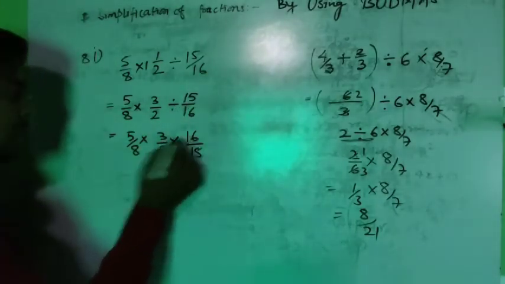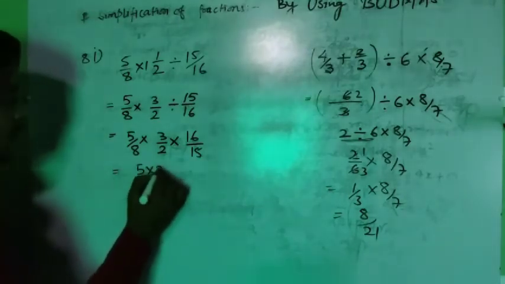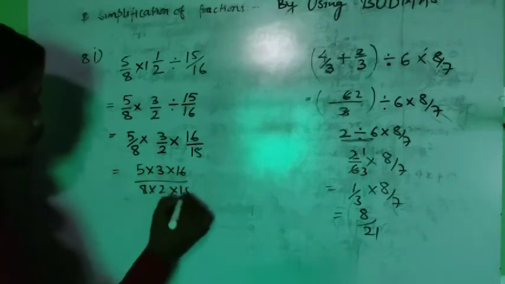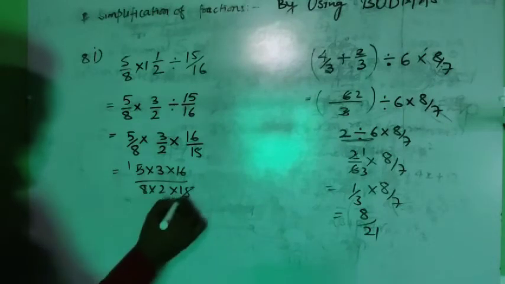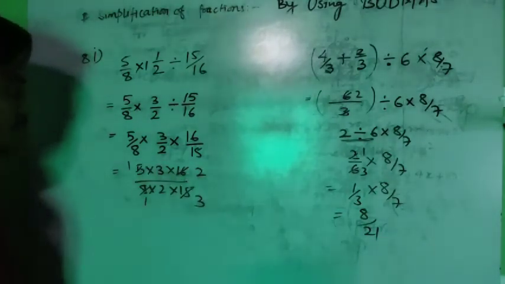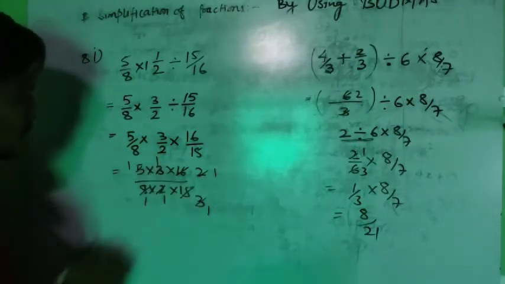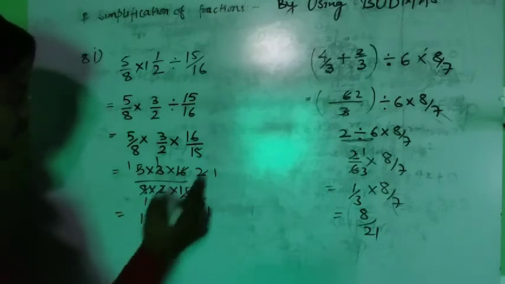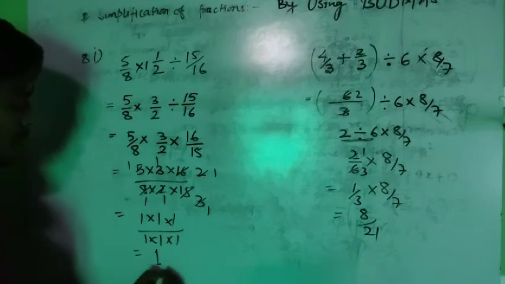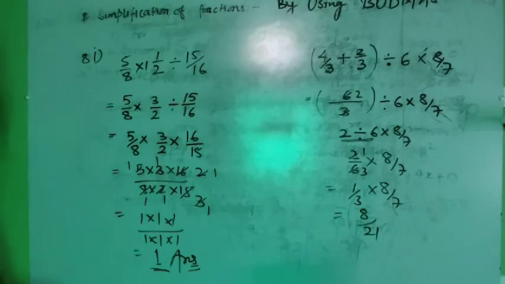Now all are multiplication, so you can write like this: 5 into 3 into 16 upon 8 into 2 into 15. Now cancelling: 5 ones are 5, 5 threes are 15, 8 ones are 8, 8 twos are 16, 2 ones are 2, 3 ones are 3. This is 1 into 1 into 1 upon 1 into 1 into 1. This is 1, this is the answer. So like this you will solve.